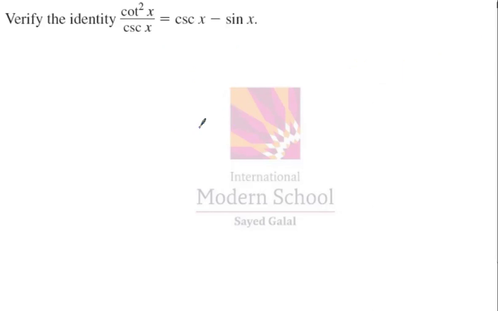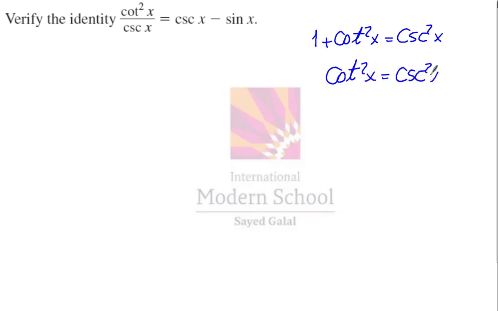Verify the identity: cotan squared x over cosec x equals cosec x minus sine x. 1 plus cotan squared equals cosec squared x. Then cotan squared x equals cosec squared x minus 1. Substitute in the left hand side.